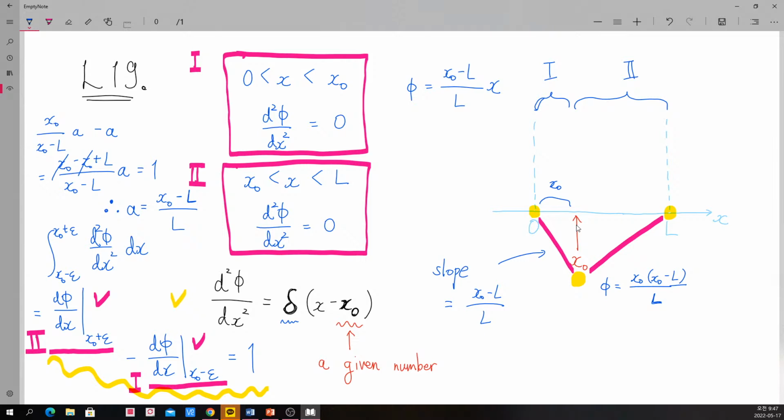Okay, so now this is the slope, and now when you go to the second region, we have the difference given by L minus x naught, and the difference is the same, so now the slope becomes... naught minus x naught L. That will be... no, I don't think that this is the right one.